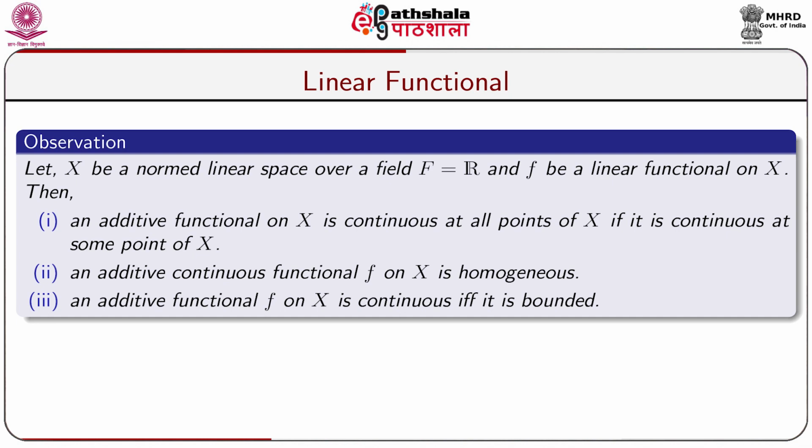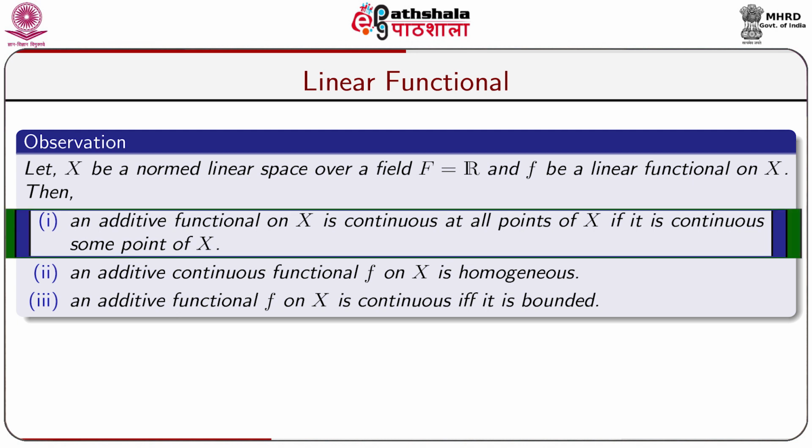Now, we have an observation. Let capital X be a normed linear space over a field F equal to the space of all reals and let f be a linear functional on X. We know that f is a linear functional when f of x plus y is equal to f x plus f y for all x, y belonging to capital X, and f of alpha x is equal to alpha into f x for all x belonging to capital X and for all alpha belonging to F, that is the field of scalars.